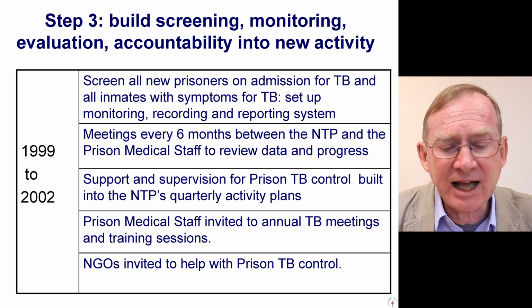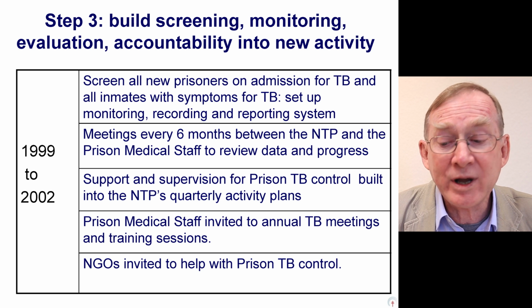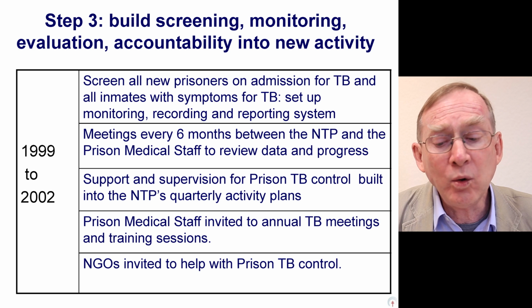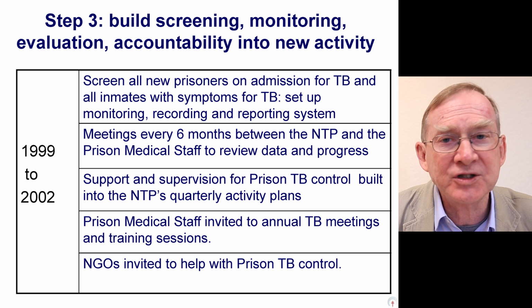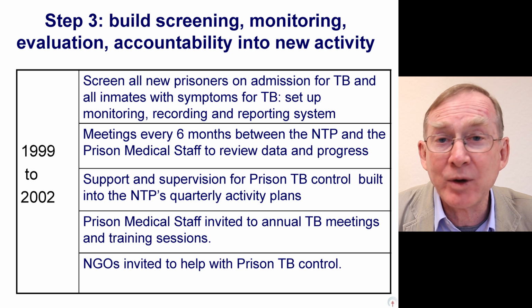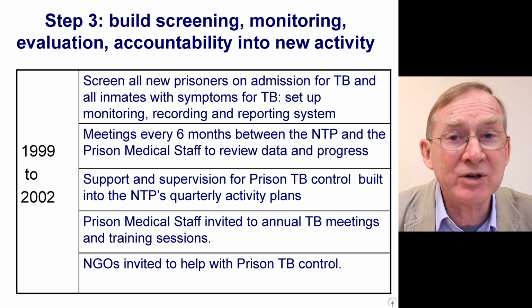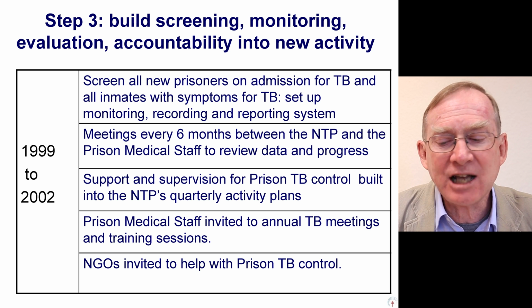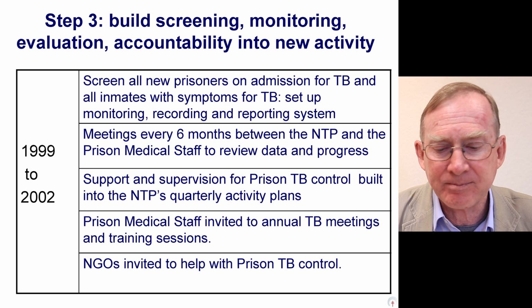So between 1999 and 2002, this shows you some of the key activities. All new prisoners, when admitted to a prison, were screened for tuberculosis, and all inmates who developed symptoms of TB, cough, weight loss, coughing up blood, night sweats, fever, would be reported to the chairman of the prison cell and would be investigated accordingly. And we set up a good monitoring, recording and reporting system within the prison.